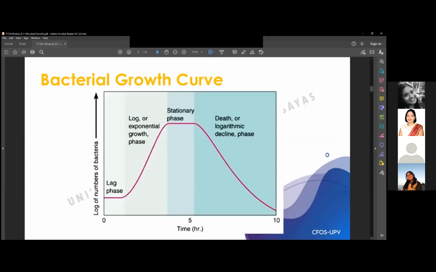Next, please. So this one shows the typical bacterial growth curve. As you would notice, the y-axis shows the log number of bacteria and the x-axis shows the time.